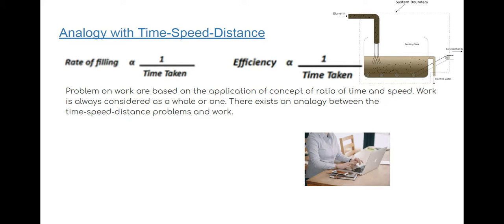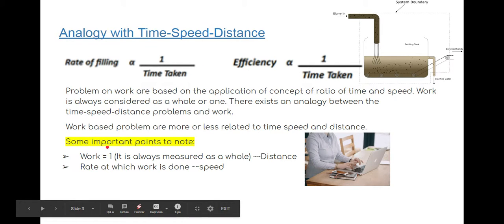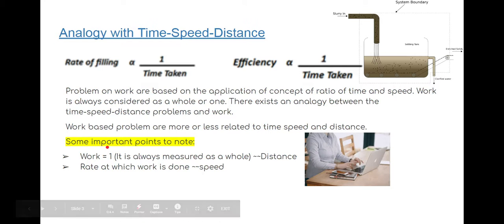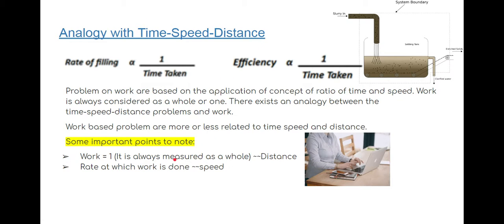And there is an analogy between time and work and the time, speed, and distance problems also. So, how can we relate all of them? Work is always considered as a whole. One complete work is what we consider. In the area that we had already covered, it is synonymous to distance. Distance is like the work that the bike has to cover. Similarly, the rate at which the work is done is given the name efficiency, and the rate at which some distance is covered is synonymous to speed.